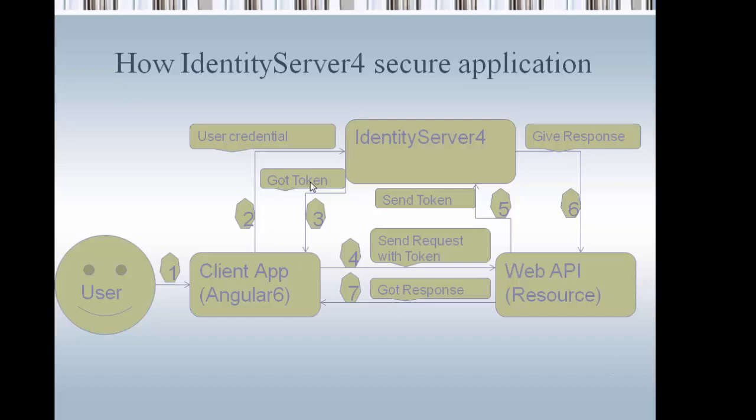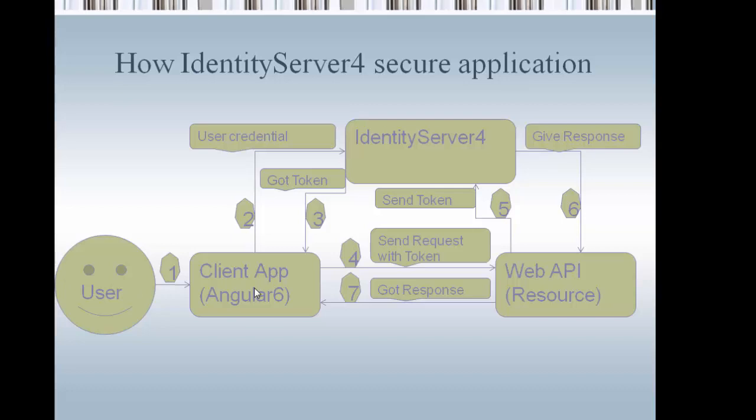Here, how does Identity Server 4 secure our application? This is called the user. User is a person who is using the application, and this is a client app created in Angular 6. This is Identity Server 4, and this is the resource that is called the web API.